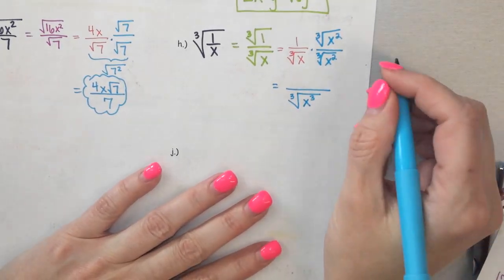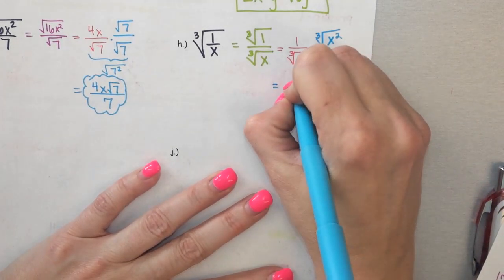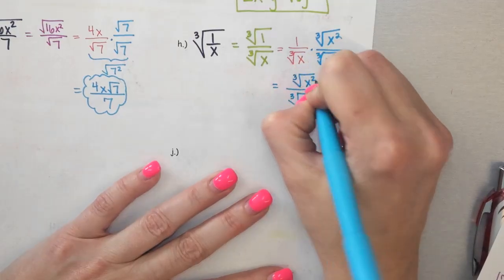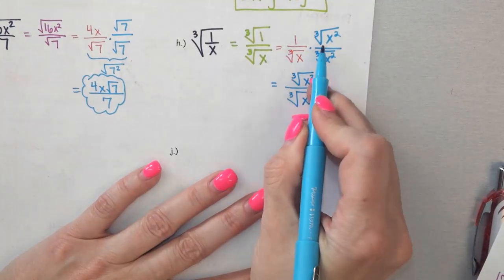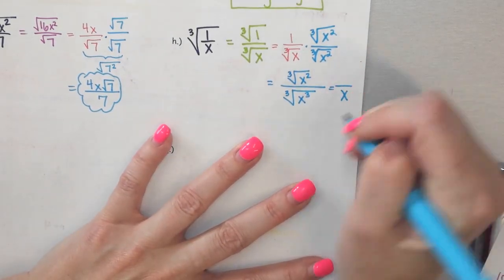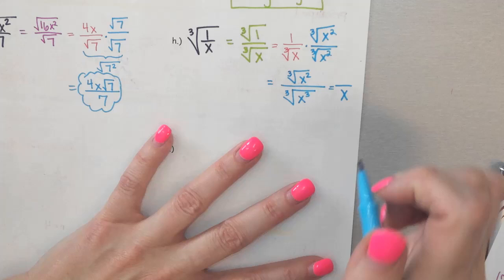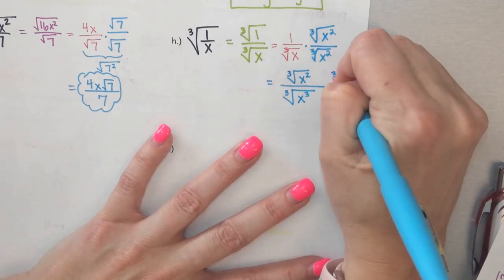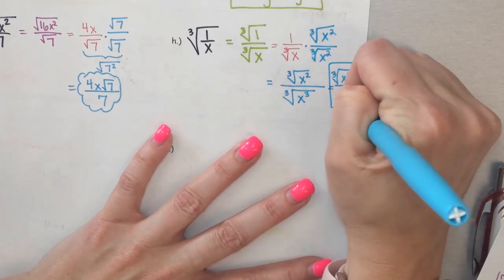7. I guess I set myself up for that one, though. Okay, so on the top, you're going to have 1 times the cube root of x squared. Okay, and now these will cancel. Okay, so this is going to be your final answer.